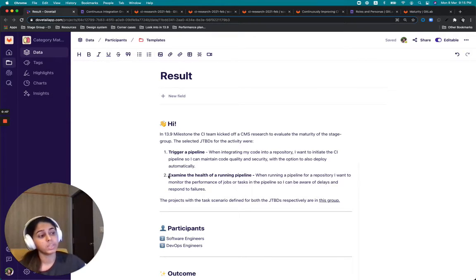And the second one was examine the health of a running pipeline. Again, the statement goes as: when running a pipeline for a repository, I want to monitor the performance of jobs or tasks in the pipeline so I can be aware of delays and respond to failures.